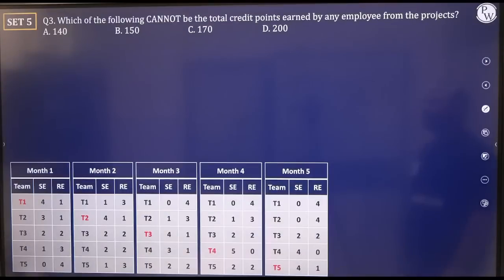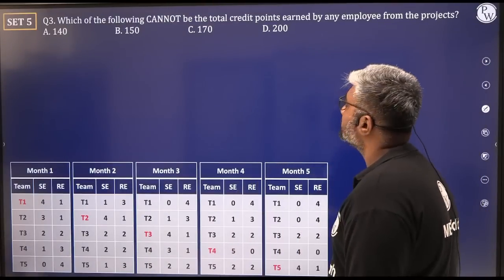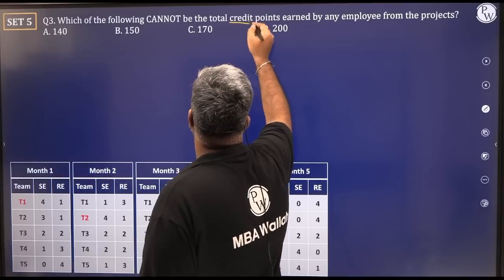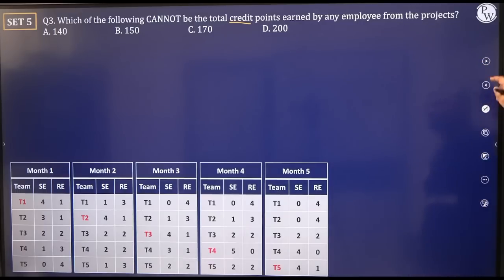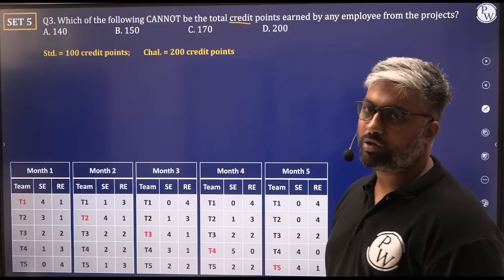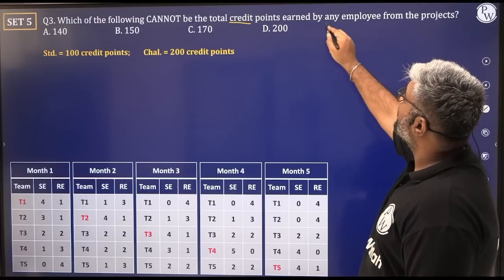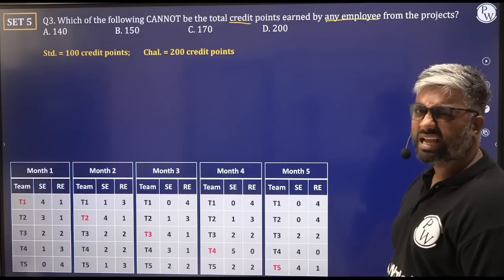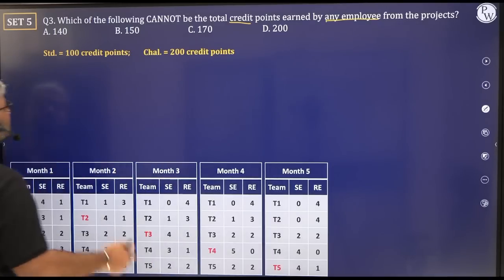Okay. Question number 3. Which of the following cannot be the total credit points earned by any employee? We're talking about credit points. So we're going to use this instruction. What do we know? Yeah. We know that standard project will have 100 credit points. Challenging project will have 200 credit points. But they're talking about a specific employee. Any employee, right? We know that standard team mein there will always be 4 employees.